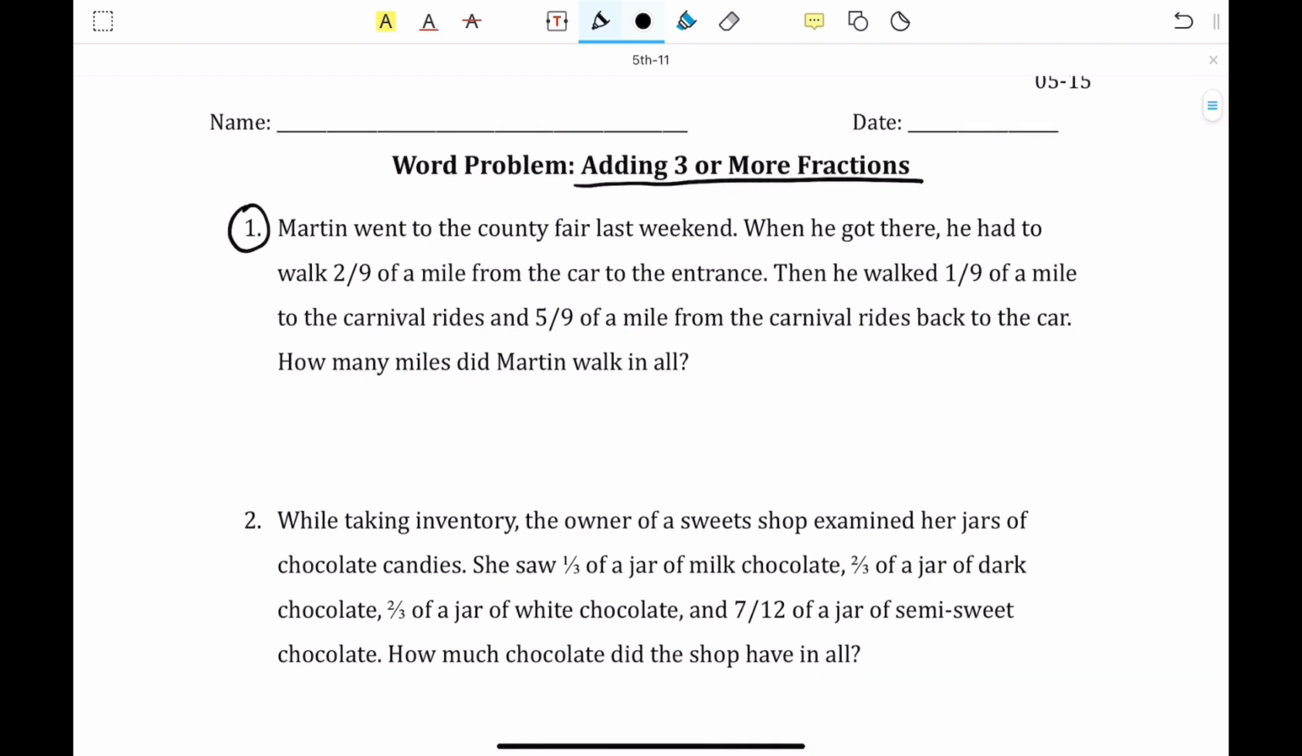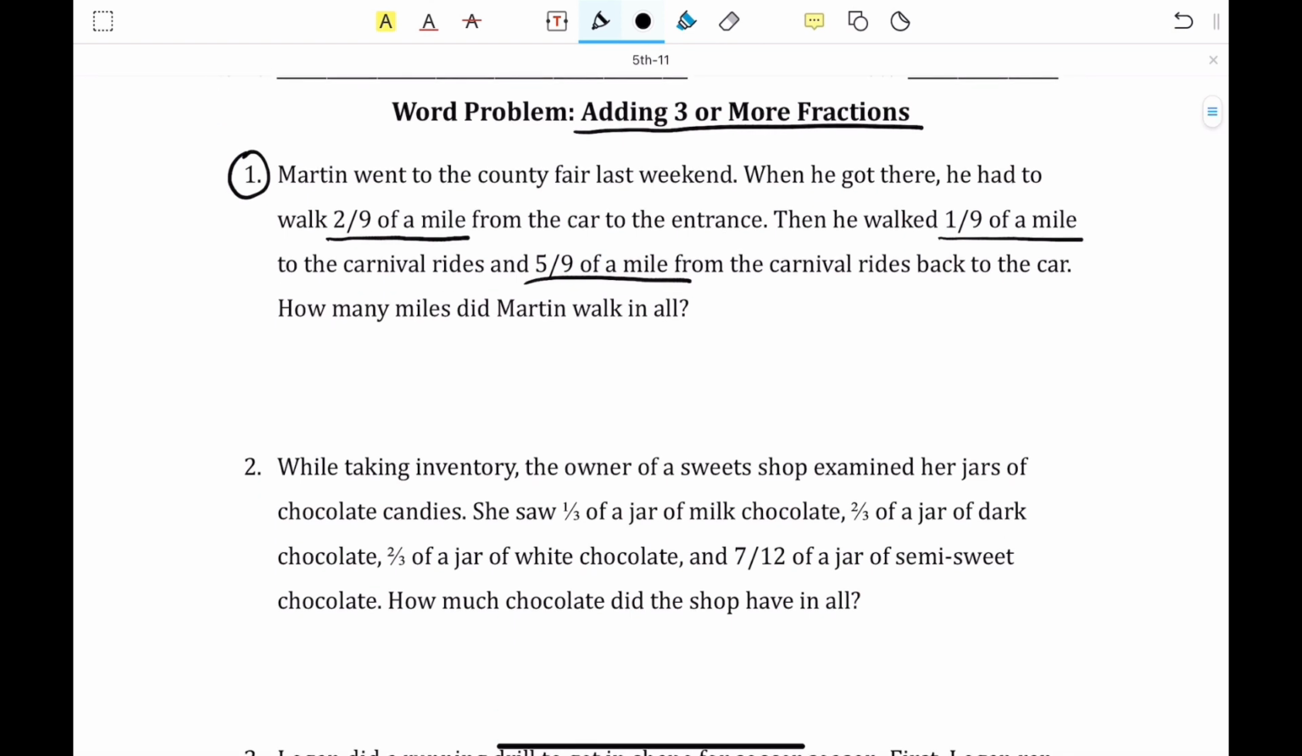So number 1, it says Martin went to the county fair last weekend. When he got there, he had to walk 2/9 of a mile from the car to the entrance. Then he walked 1/9 of a mile to the carnival rides and 5/9 of a mile from the carnival rides back to the car. How many miles did Martin walk in all?